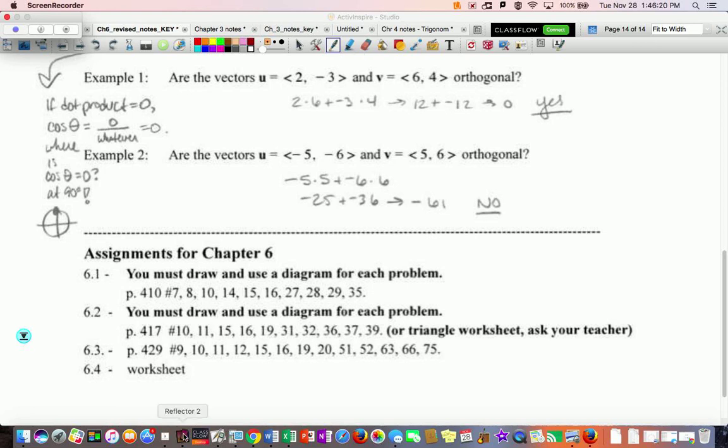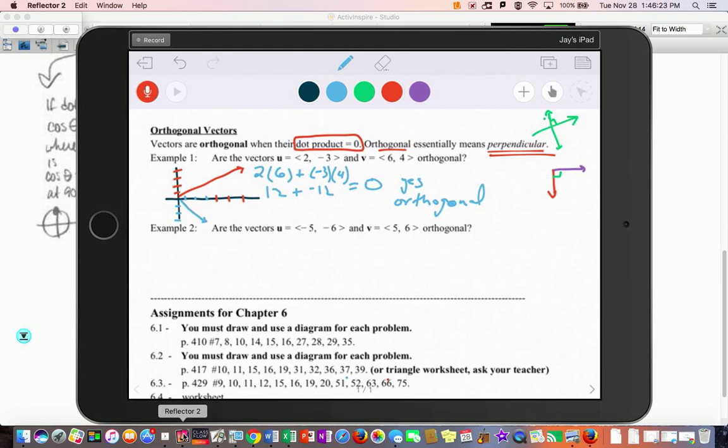So I'll show you one more thing. This one, that's one of the vectors, and the other one is u is 1, 2, 3, 4, 5 to the left, 1, 2, 3, 4, 5, 6 down, be about right there. So clearly these two vectors can't be orthogonal because they're almost a straight line.